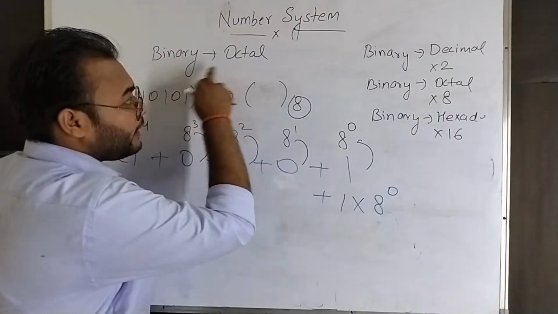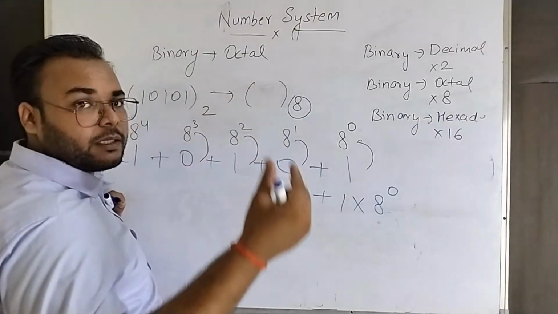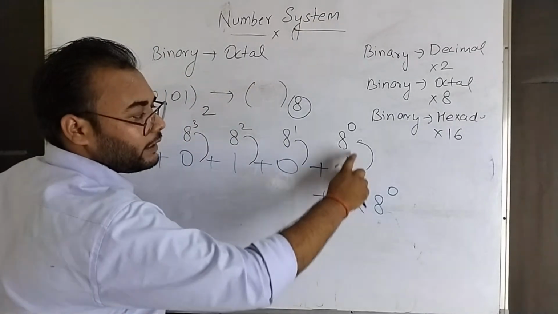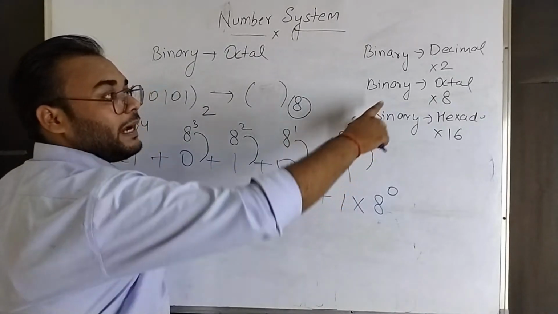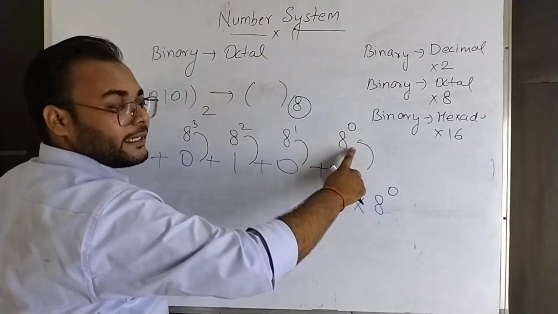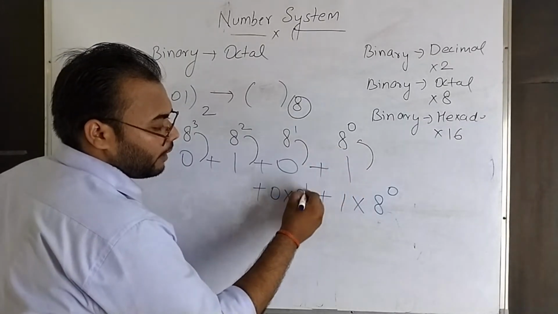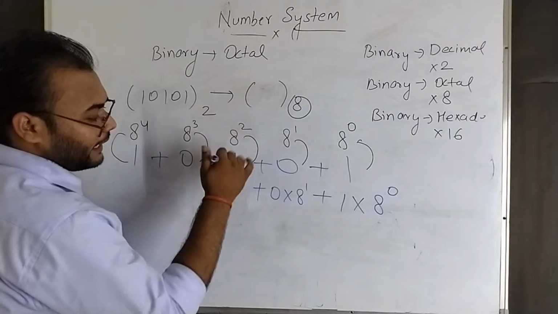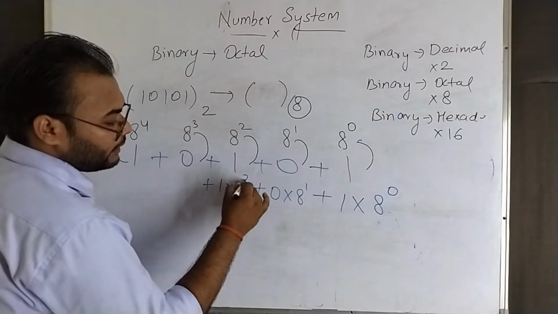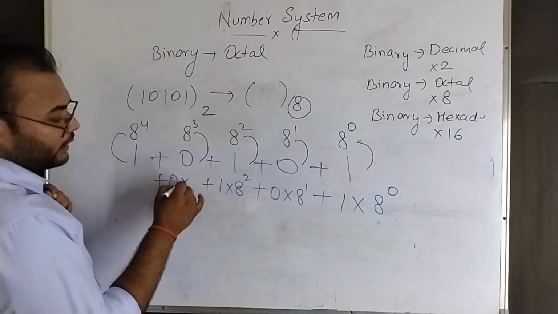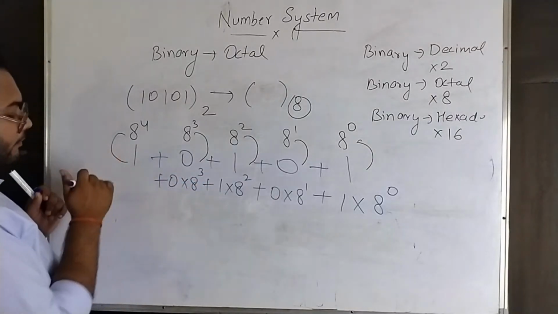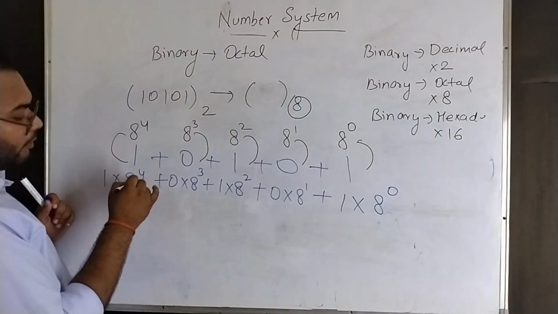This is for the binary to octal. When we convert binary to octal, we are going to do 1 into 8 to the power 0. Same process. Like binary to decimal, what was it? There it was 2, here we multiply with 8. Plus 0 into 8 to the power 1, plus again 1 into 8 to the power 2, plus 0 into 8 to the power 3, and here it becomes 1 into 8 to the power 4.